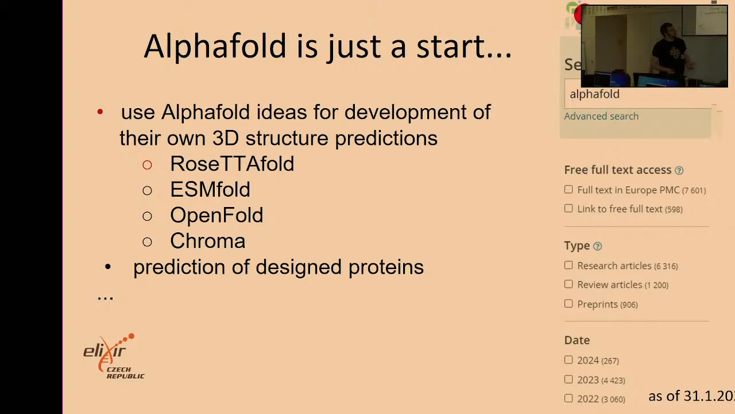And currently, there are 267 papers in this year only mentioning AlphaFold according to EuropePMC. And we are at the end of January. So there is quite a lot of fuss about AlphaFold.